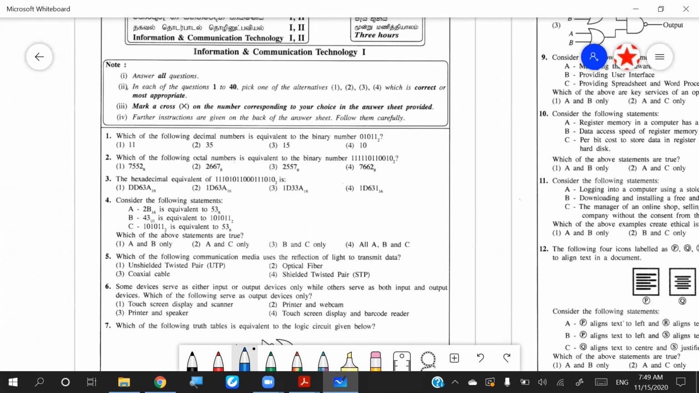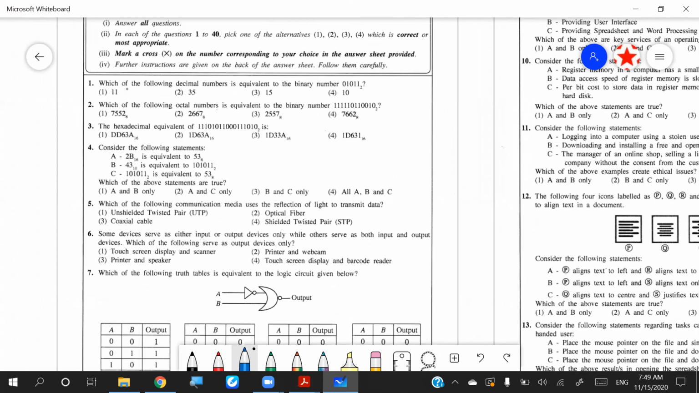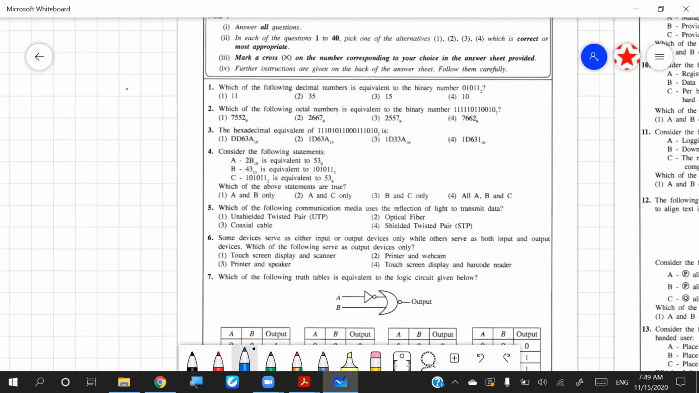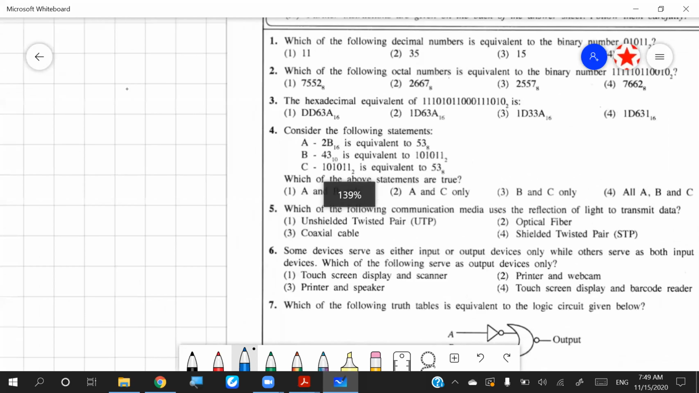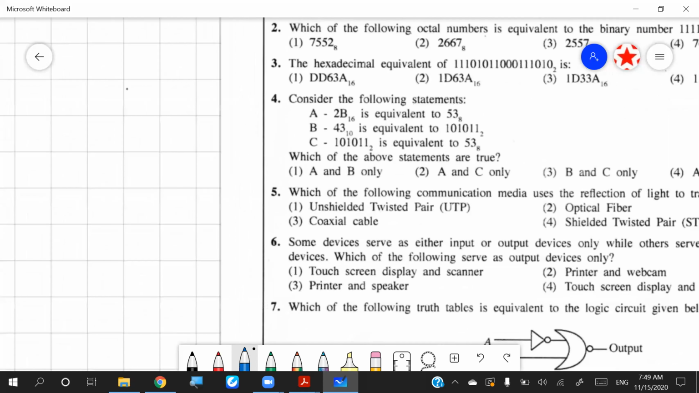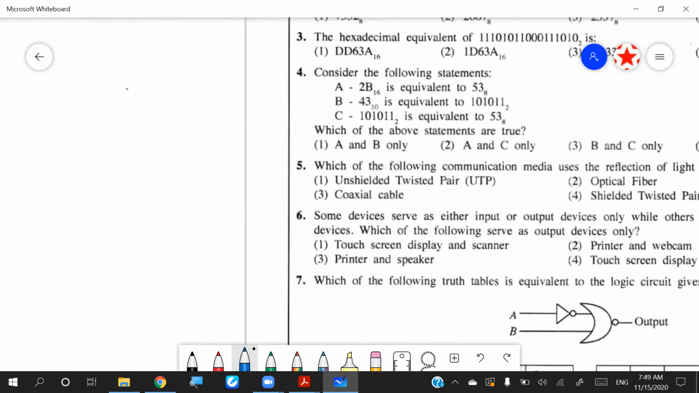Okay, so the fourth one is first. Consider the following statement. They are asking to compare the values, right? So when you are doing such a question, you need to figure out how we are going to do it. It is saying 2B16 is equivalent to 53.8. So it's a hexadecimal value, right? Now we have to convert the hexadecimal into octal to see whether this is okay.